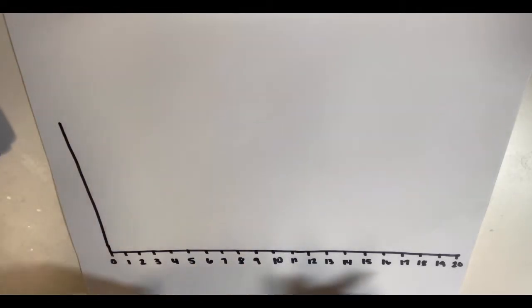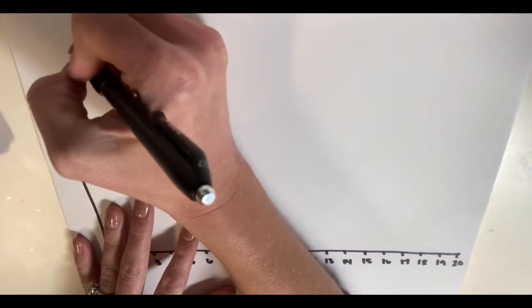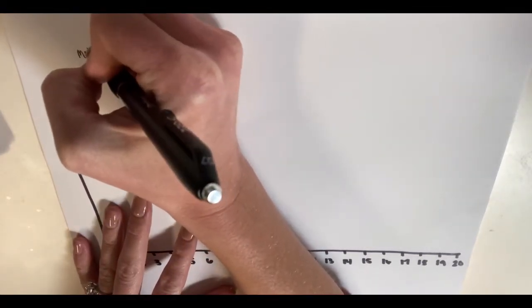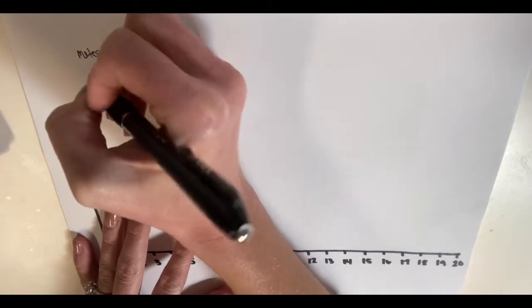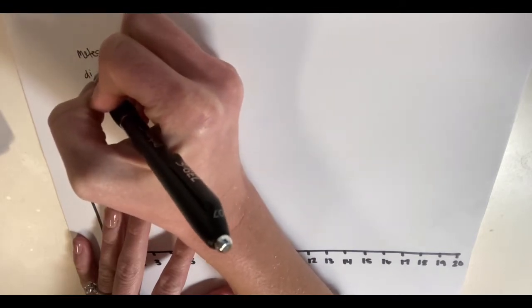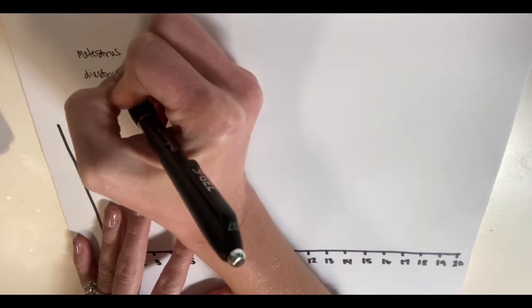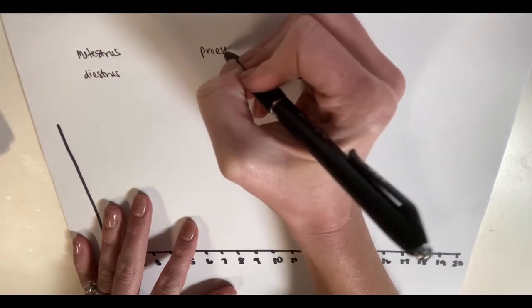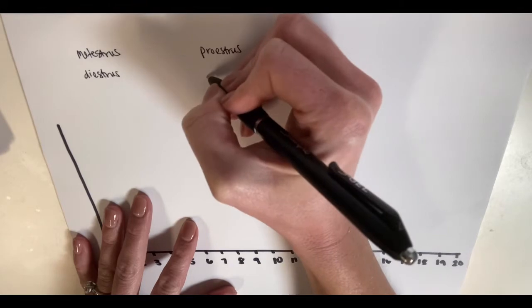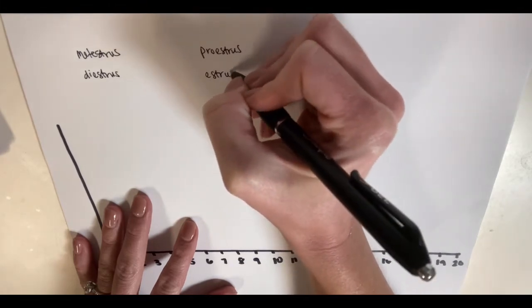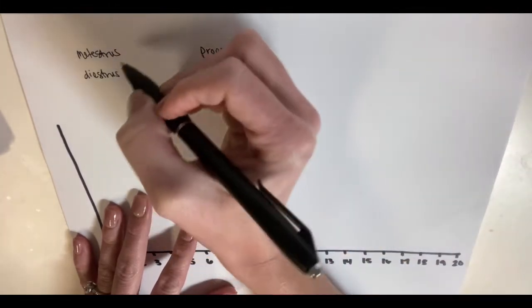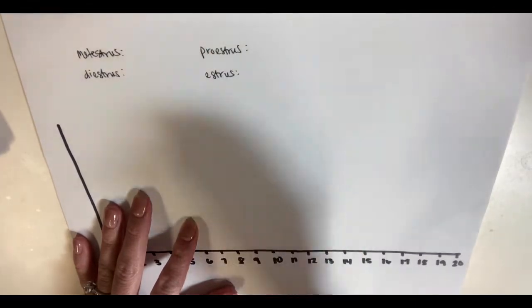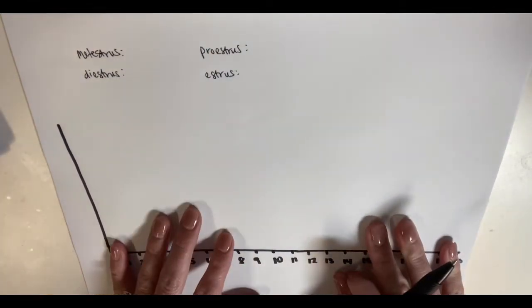So the 4 phases of the estrous cycle include met-estrous, di-estrous, pro-estrous, and estrous. So each of these phases have varying lengths and times that they occur at.